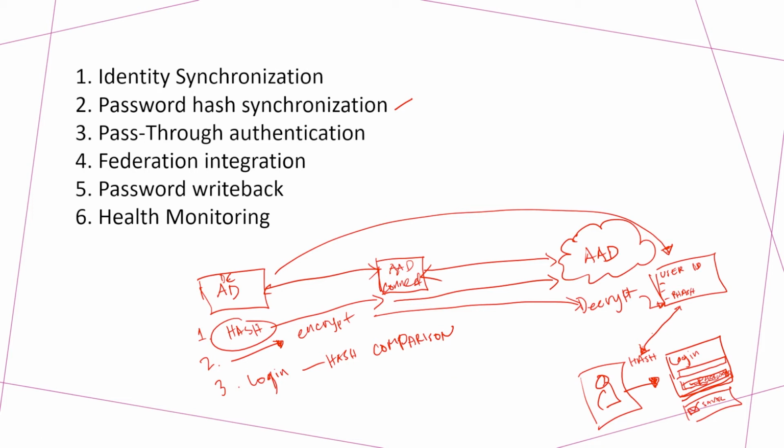Let's just do a quick recap. So hash syncs to Azure AD. Azure AD will then decrypt it and store it as a password hash attribute in the user identity or user account. And then what happens next is when the user logs in, they will be prompted for the credentials. Then Azure AD will compare the hash and password that the user entered to the one that is stored in the attribute. So what happens here is Azure AD is actually authenticating the user.